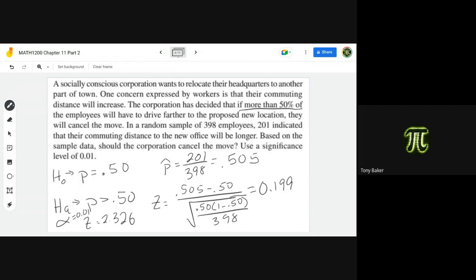Why'd you do 201 over 398? It's to figure out the percentage, the proportion of what they sampled. They had 201 employees out of the 398 employees say they would have to increase their commuting distance. So you can see, except for basically this little thing right here, everything else is exactly the same. Nothing changes in the process.